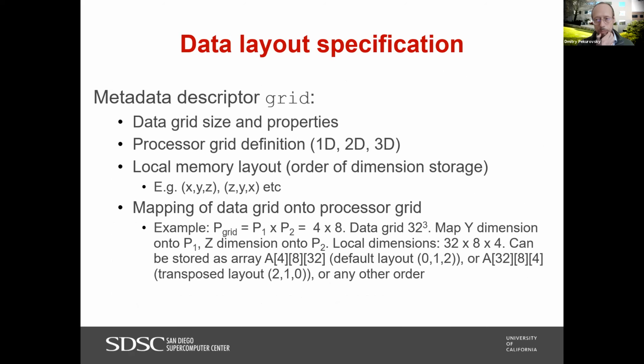An important area here is to describe a metadata descriptor called grid. Basically, this is a class that describes data grid size and properties. It describes what kind of processor grid is used for decomposition. It describes local memory layout. So for example, how do you store the 3D array in memory? It can be stored in order of XYZ, or ZYX, and so on. There are 6 permutations. And also, how exactly do you map the data grid onto the processor grid?